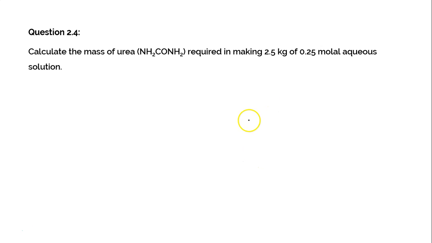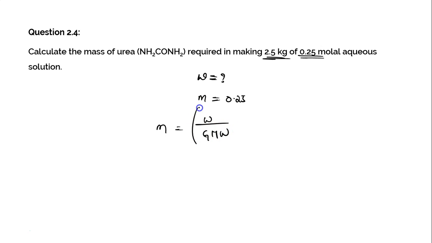Calculate the mass of urea required in making 2.5 kg of 0.25 molal aqueous solution. So now you have to calculate the mass of urea, small w. And you know the total mass of the solution, which is 2.5 kg. You also know the molality, which is 0.25. So the formula of molality, small m, is equal to weight by gram molecular weight of solute into 1 by capital W, which is mass of solvent, and solvent has to be taken in terms of kilograms.